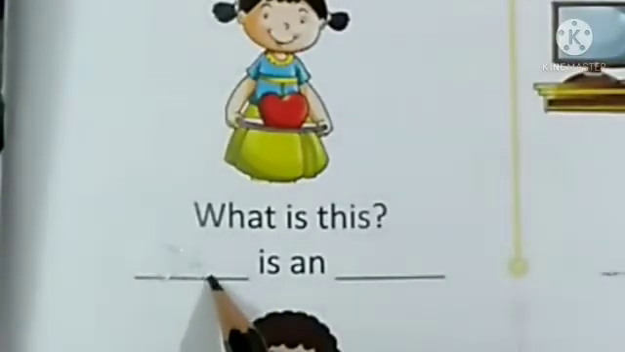What is this? Question mark. What is this? Now here you will write, this is an apple. You are writing a sentence, that's why T should be in capital letter. This. This we use for the thing which is near to us. This is an apple, full stop. This is an apple.